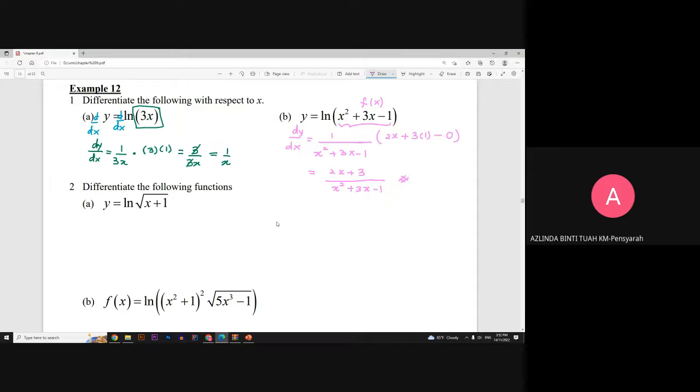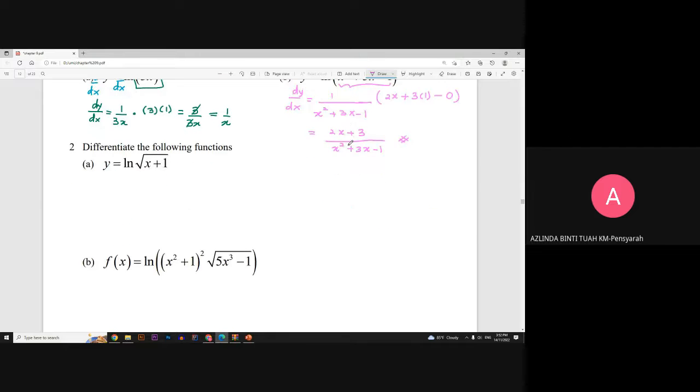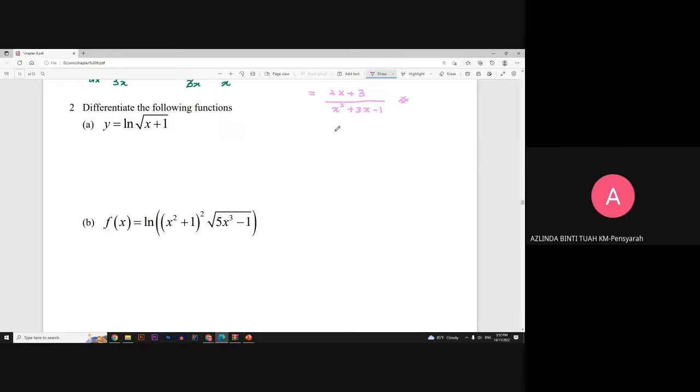Okay, next. This is what was given in the notes above. Sometimes it will be useful to simplify the question using rules of logarithms before differentiating. Okay, here, how do I know I can use the rules of logarithms? So I think I need to recap a few rules of differentiation, rules of log. There are about 5 to 6 rules, but the commonly used one is the power rule.